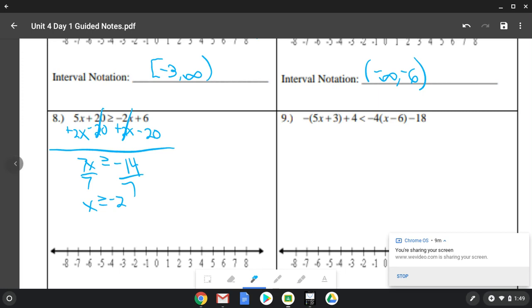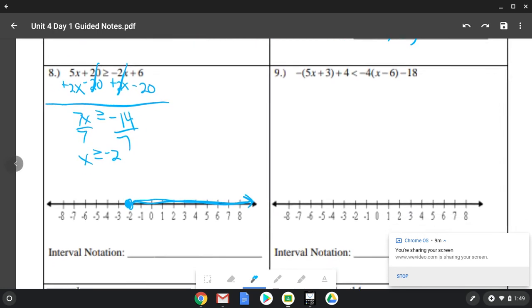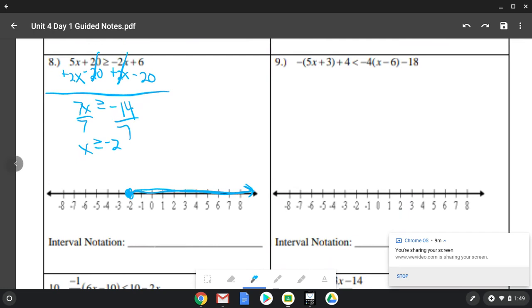So now we go to negative 2. We do a closed circle. That arrow is pointing to the right forever. And then it asks us for interval notation. So we go to negative 2, we go to infinity, and we do a closed circle. That's our answer for 8.